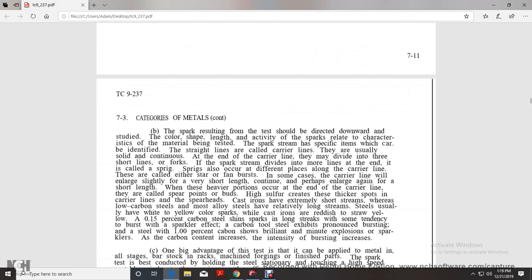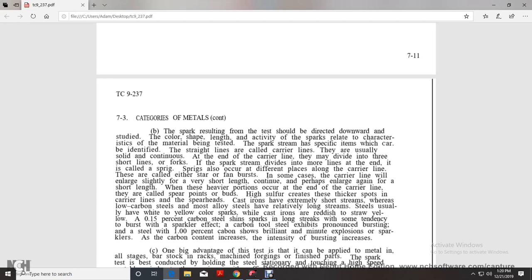Alright, categories of materials continue. B. The spark result of the test should be directed downward and studied for color, shape, and length. The activity of the spark will relate to the characteristics of the metal being tested, with the spark stream specific to the metal. The carrier can be identified as a straight line called the carrier line.